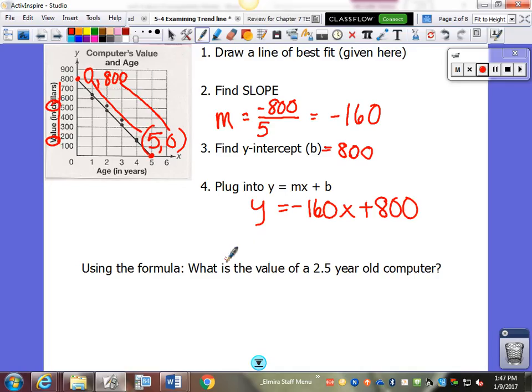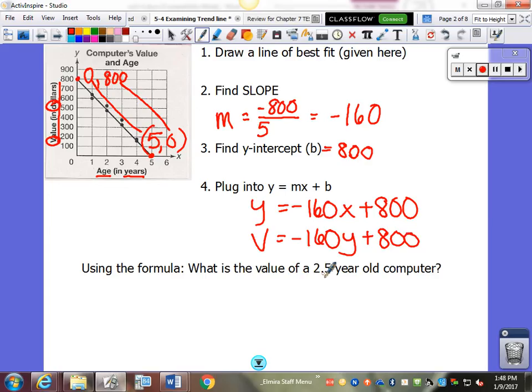I'm going to say V for value, equals negative 160, and now here's the x. The x-axis is representing the age in years of the computer. You could use A for age, Y for years, T for time. I'll use Y. Plus 800. Personalizing the equation to what it's specifically about is helpful, especially for the very next question.